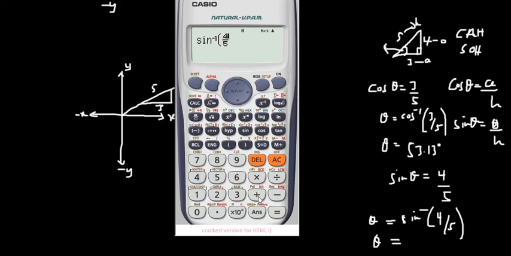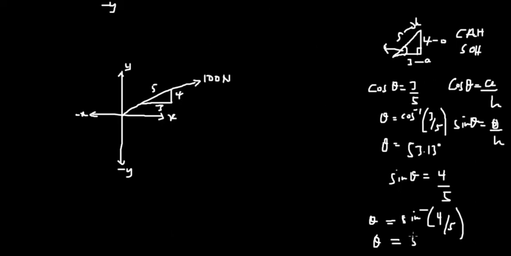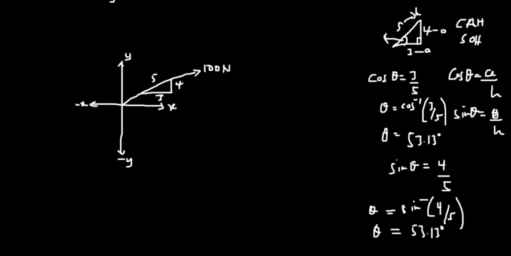You could notice that we have the same angle. So we have 53.13. So this is one method of finding the angle.